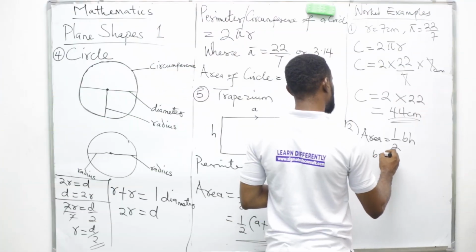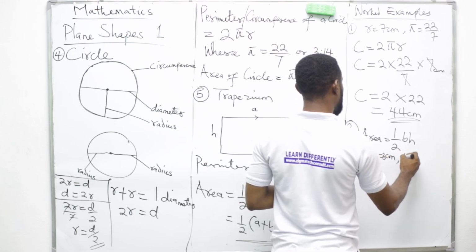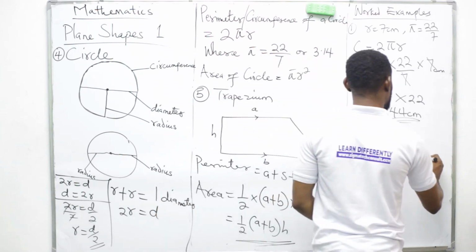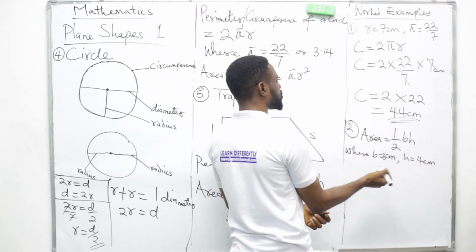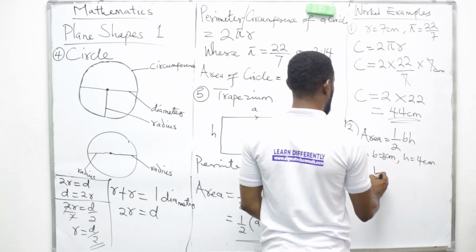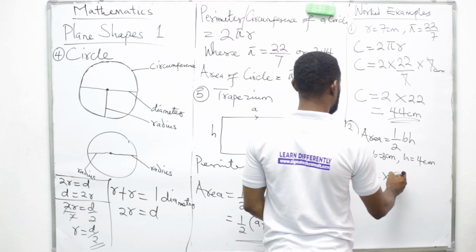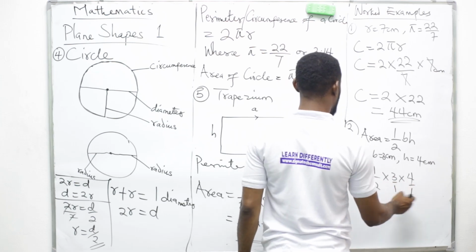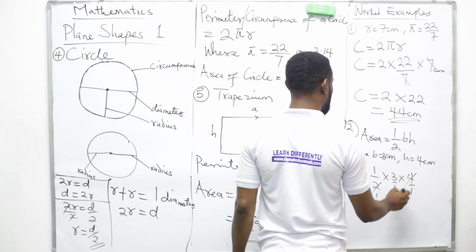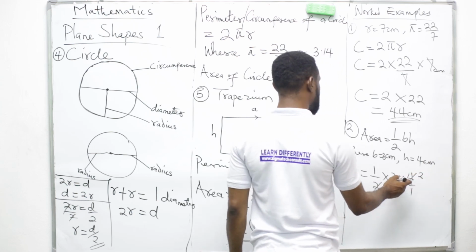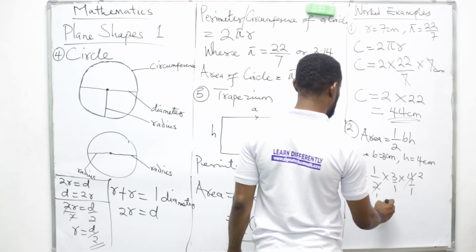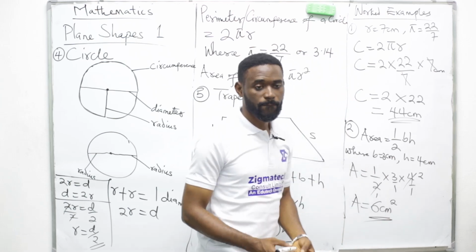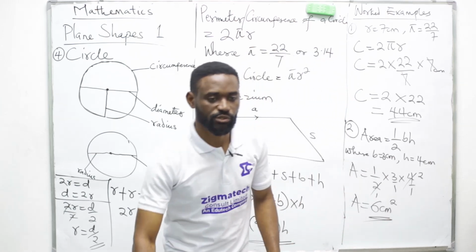We are given that the base B is equal to 3 cm and height is equal to 4 cm. So simply substitute that into the equation. Area A is equal to 1 over 2 times base 3 times height 4. 2 into 4 is 2, 2 times 3 is 6, times 1 is 6. So the area is equal to 6 cm squared, which is option C.